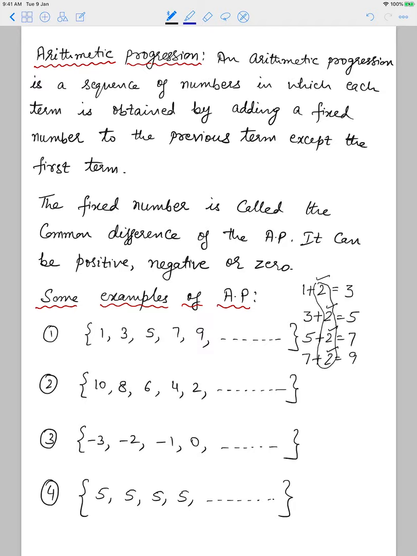So look at the second example, 10, 8. Suppose 10 is the first term. In order to obtain 8, what should be added to 10?